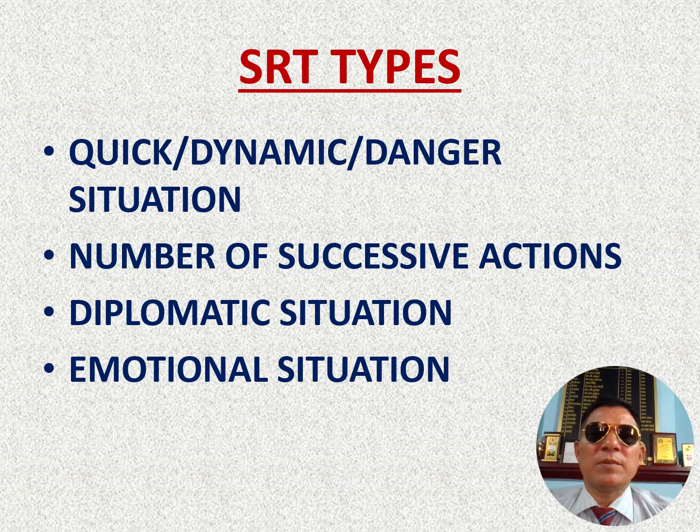What are the types of SRTs? Quick, dynamic, danger situations, number of successive actions, diplomatic situations, emotional situations. Any kind of situation may come. There may be some accident, some kind of theft, some kind of urgency, some need at some place, somebody may be ill. So you have to react to the situation and find the best possible strategy.